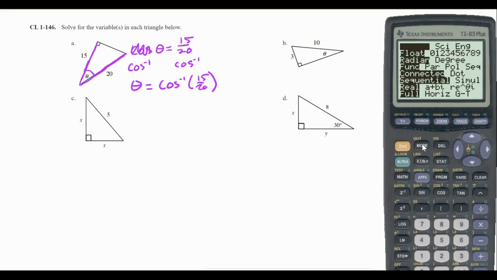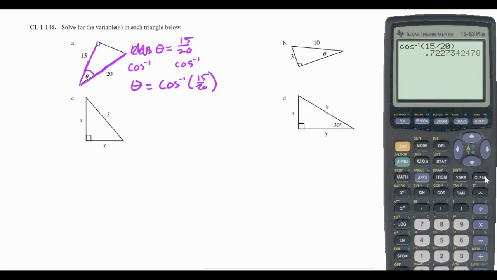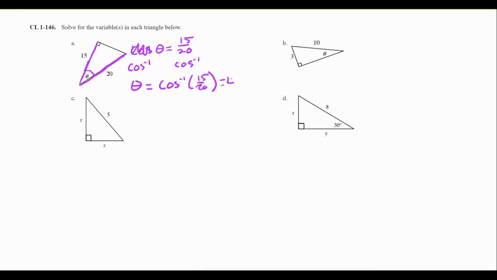So if we go to mode really quick, we want to go down and change that to degree, hit enter, and let's try that again. So inverse cosine of 15 over 20 gives us about 41.4 degrees. So let's get back to here. We got this is equal to 41.4 degrees.